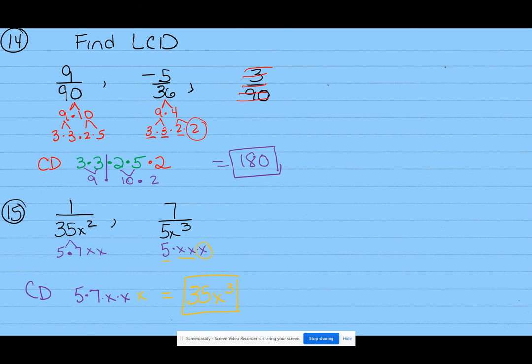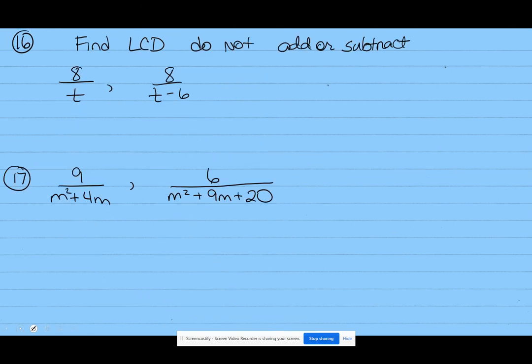Number 14, it's not correct. It says it's 540. Did I read the problem wrong? No. The answer key is wrong for number 14. I'm not sure what the deal is with that. Okay, anyway, number 16. Let's go to number 16.